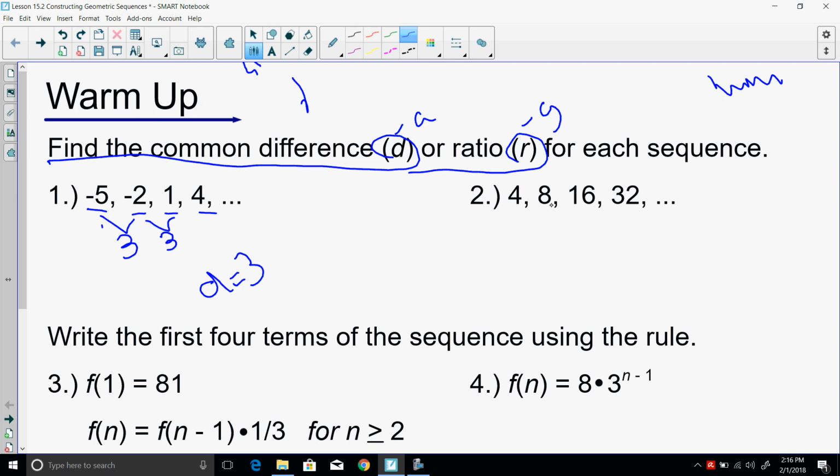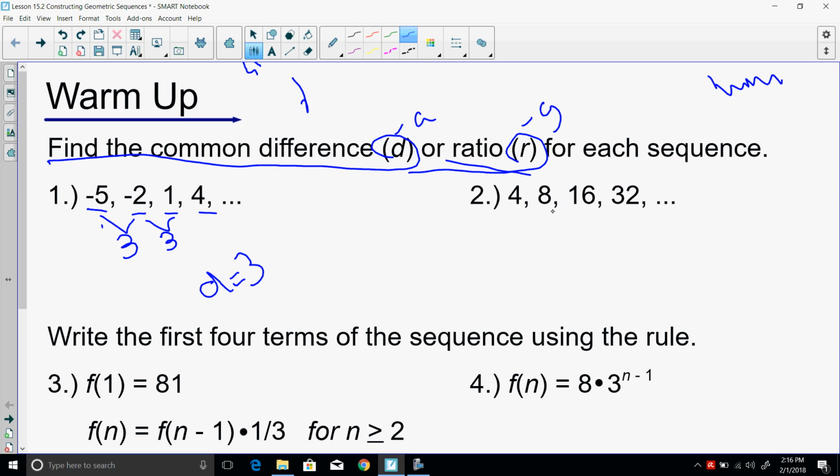One thing we didn't talk about last class is how to find a common ratio for a sequence. As I look at this, the difference between 4 and 8 is 4, but obviously the difference between 8 and 16 is not equal to 4. So this is not going to be arithmetic. We've got to check and see if it's geometric.